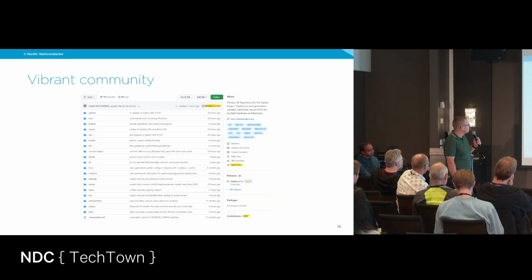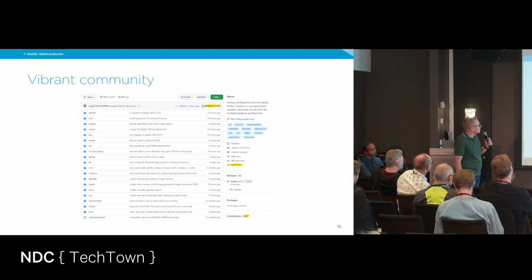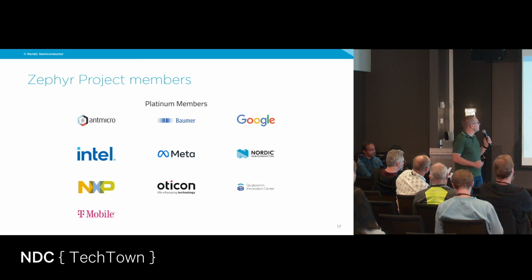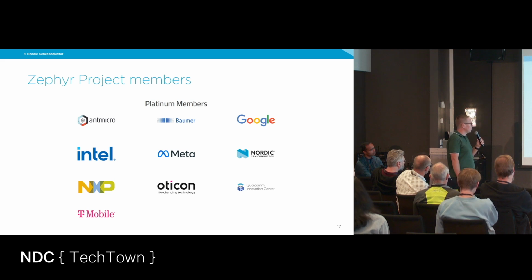Vibrant community, I didn't find a better illustration than this. We could show how many Twitter followers and so on, but there are 69,000 commits so far, 4,001 forks, and about 1,322 individual contributors. These are numbers that have also doubled in the last 2 years. So there's a lot of things going on, and lots of people involved. It's also an organization that has members. Here are the platinum members. We're starting to get backing from quite some big companies.